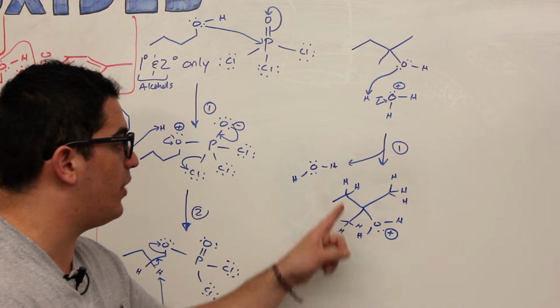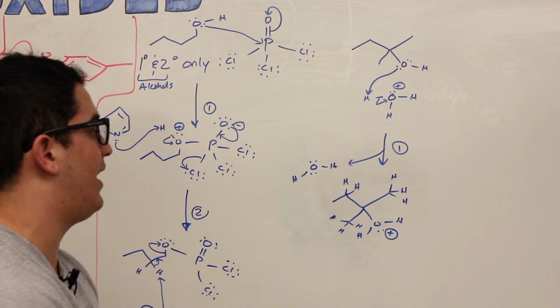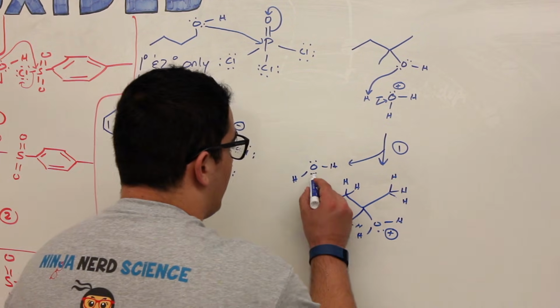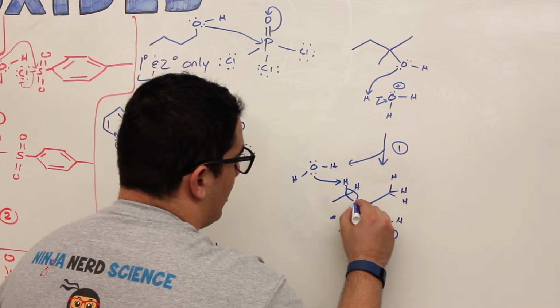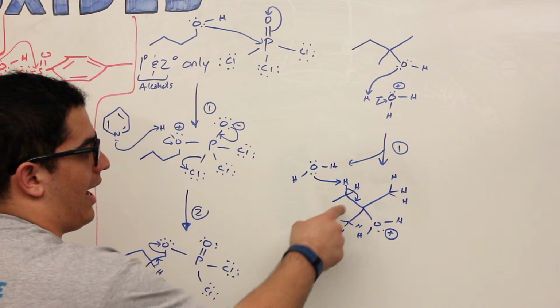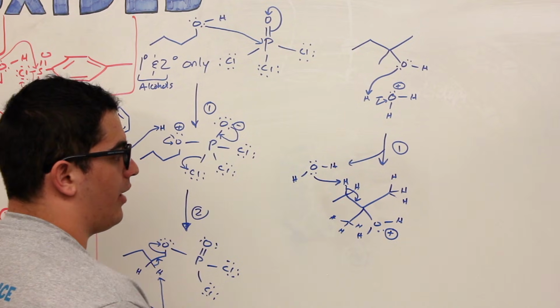So this one has 3, 3, and 2. That's the fewest one. I'm going to take that one. So what does he do? He comes over, rips on that hydrogen, and what happens to this bond of hydrogen? It flips onto that carbon right there, forms a double bond right there.